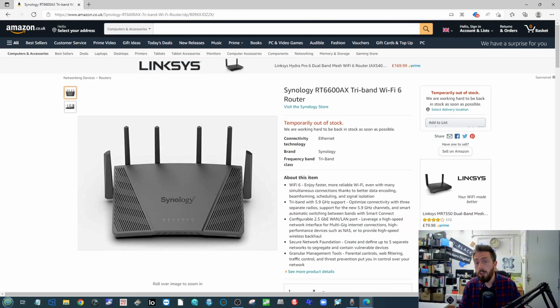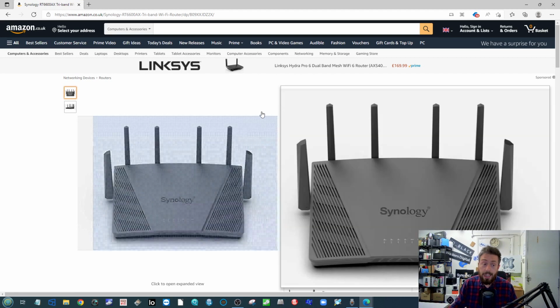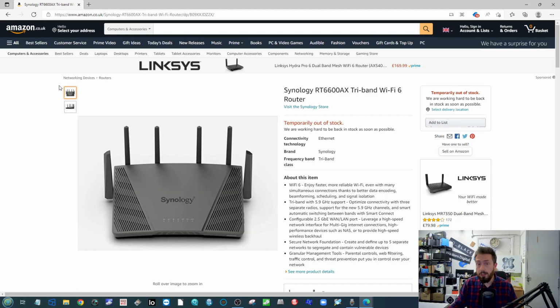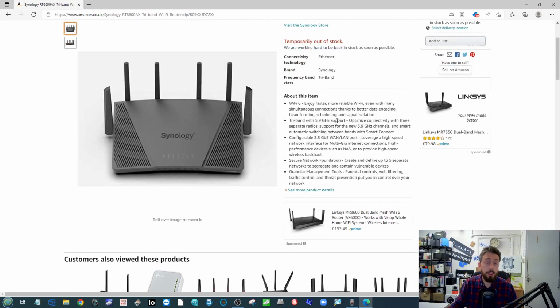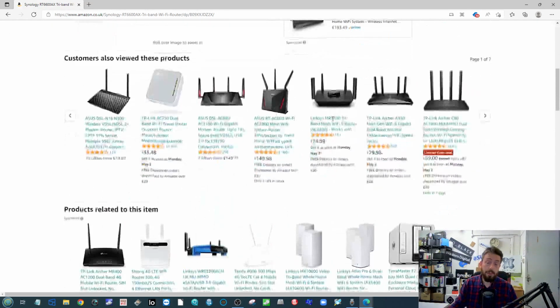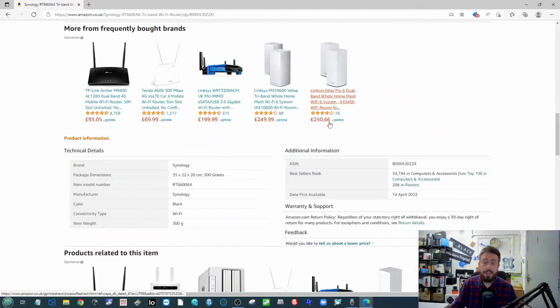Next up, just a quick one. It looks like that Synology router is getting ever closer to release, as it has appeared on an Amazon.co.uk page. You can see here the Synology RTX router with some of the information about its capabilities and specifications now listed online.